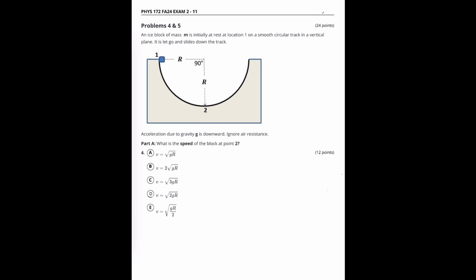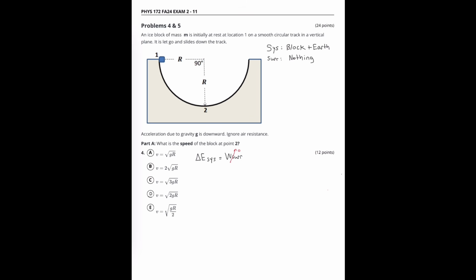So the first thing I'm going to do to solve this problem is identify our system and surroundings. Our system, in this case, I will choose the block plus the Earth. And our surroundings will be nothing. And now that we've identified that, we can say that the change of energy in the system is equal to the work by the surroundings, and in this case it will be equal to 0.